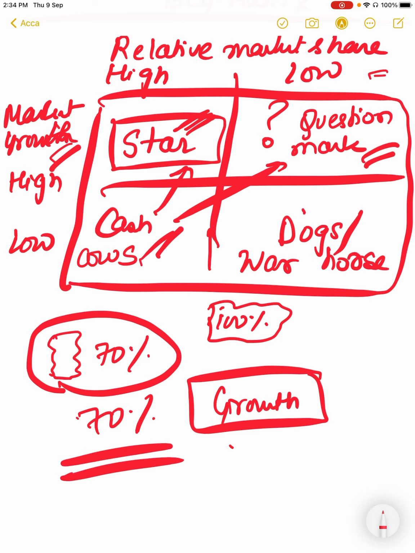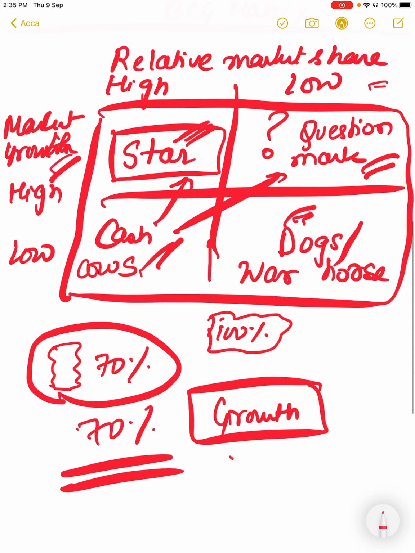Now, the last one is dogs. It has a low market share in a low market growth. So in that case, there are two options. Either let it die or let's kill it off. It's like a war horse. That is why it does not generate cash also, and it's supposedly an expenditure on the entity.